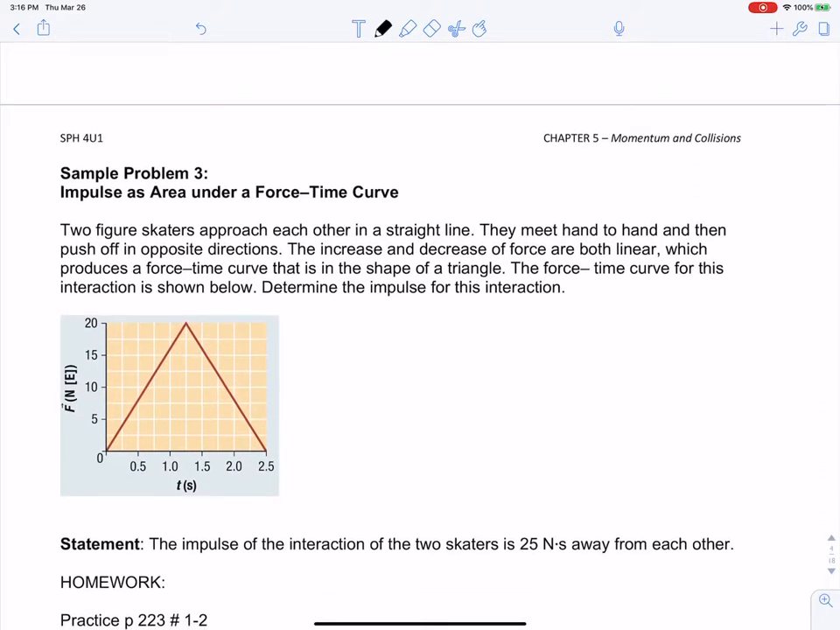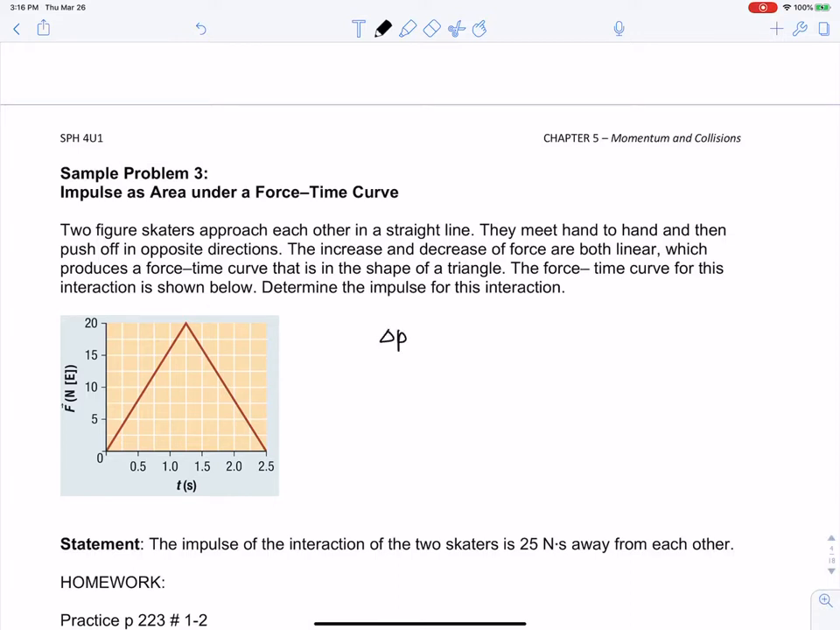In sample problem number 3, we're going to look at the area underneath a force versus time graph. Impulse is equal to the area under a force-time curve. So here we have a situation in which two figure skaters approach each other in a straight line. They meet hand to hand and then push off in opposite directions. The increase and decrease of the force are both linear, which produces a force-time curve that is in the shape of a triangle. The force-time curve for this interaction is shown below. Let's determine the impulse for this interaction.